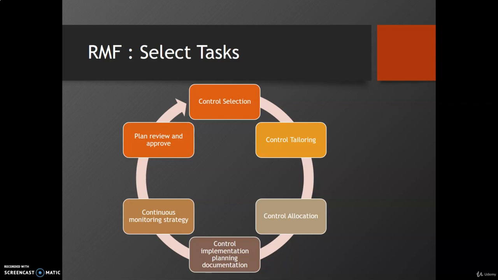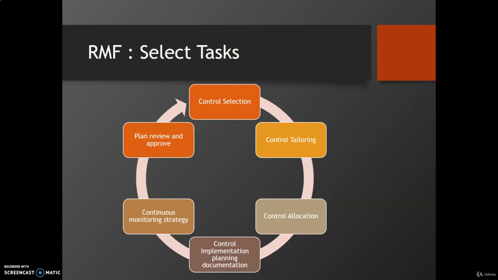So now look into our sixth step, that is the last step, plan review and approval. If you look at the initial steps, we have selected the controls, we have tailored the controls as per our requirements, we have allocated the controls to our system, we have implemented the controls and defined the implementation document, we have prepared the continuous monitoring strategy so that controls can be continuously monitored and it should be aligned with the organization-level continuous monitoring strategy. And now our last phase is plan review and approval.